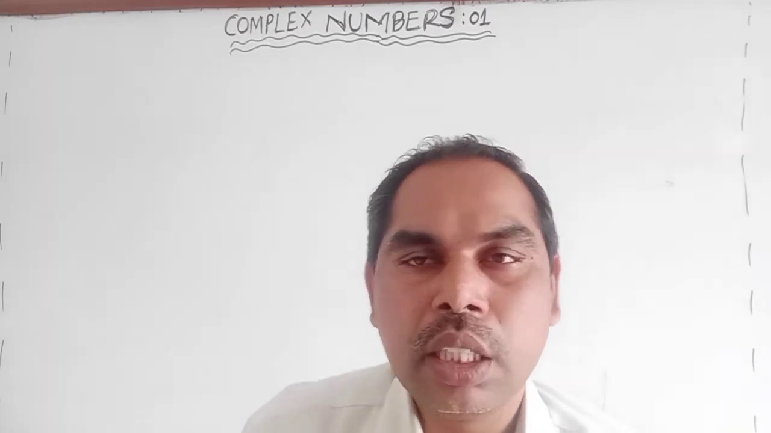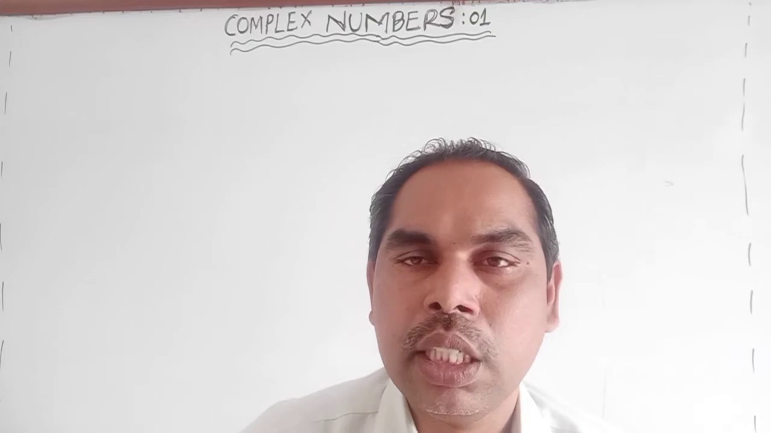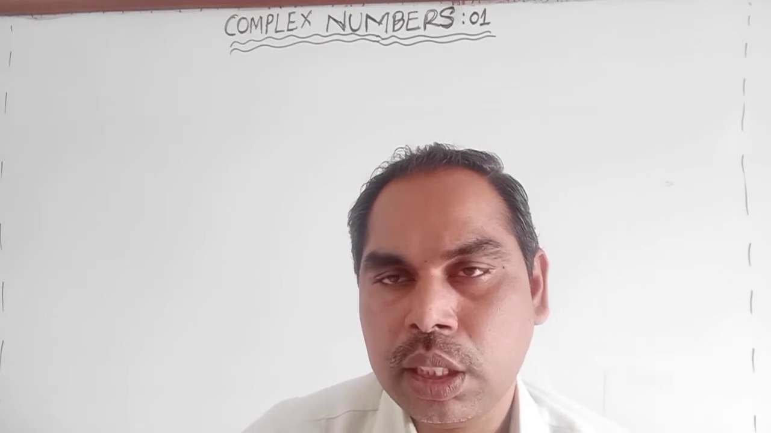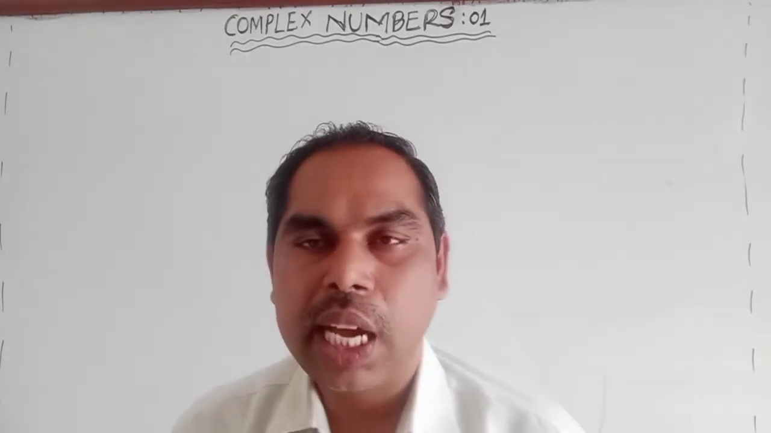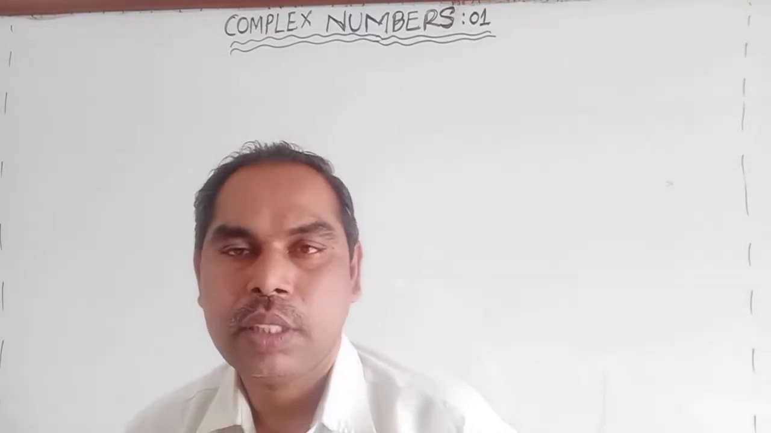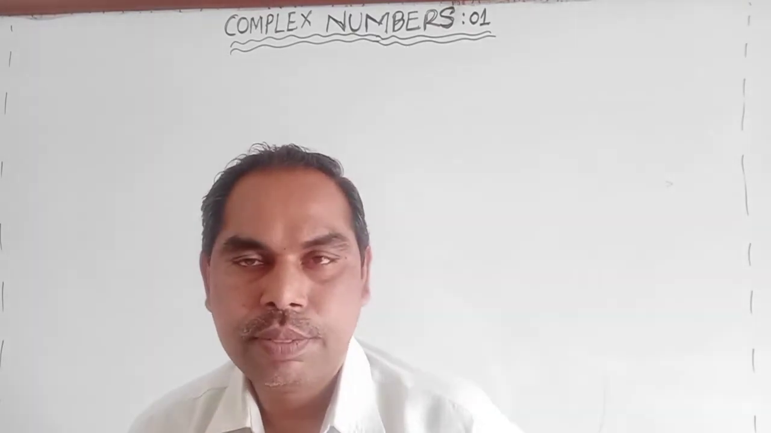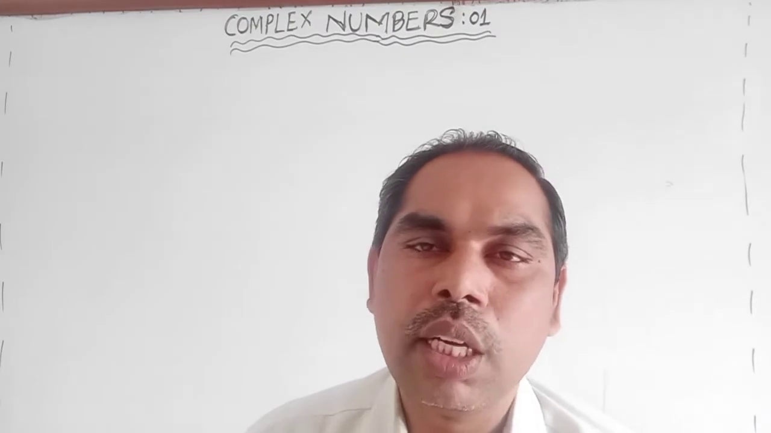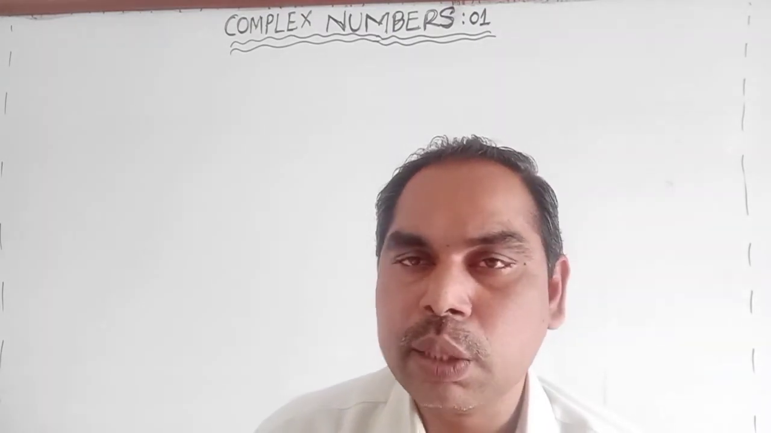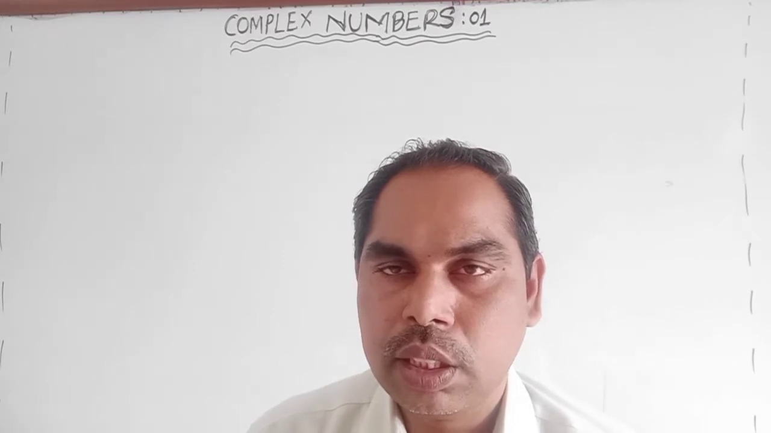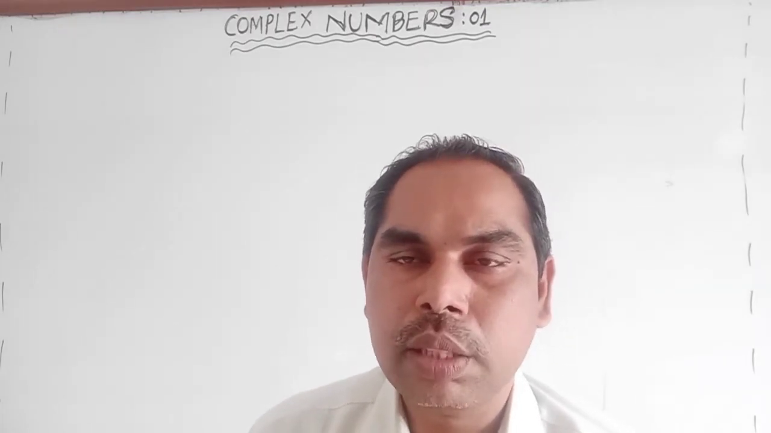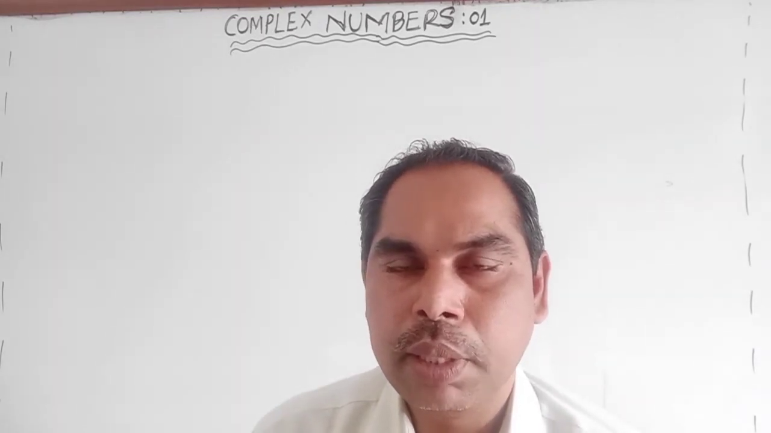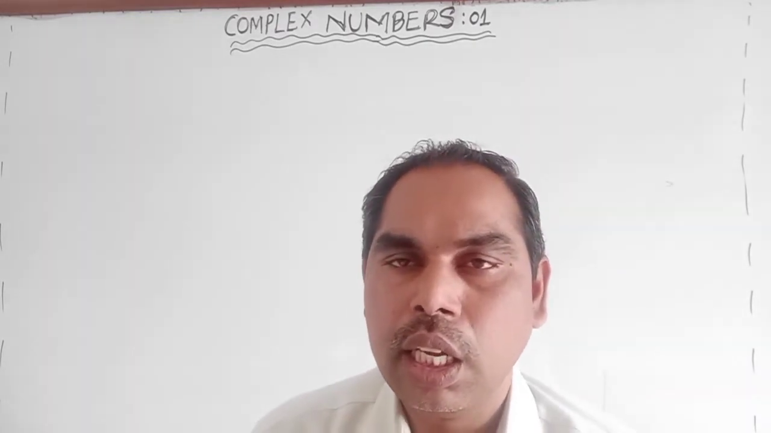The renowned mathematician Leonard Euler first introduced the letter i, small i, called iota, where i is called an imaginary number, equal to square root of minus 1. That implies i square is equal to minus 1. The idea of complex numbers was given by Leonard Euler.